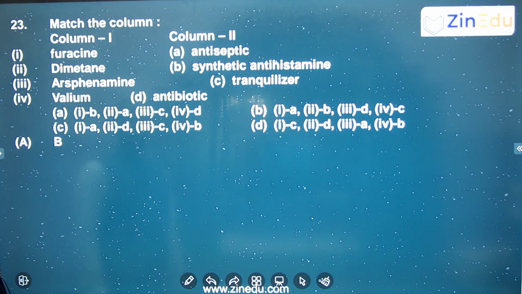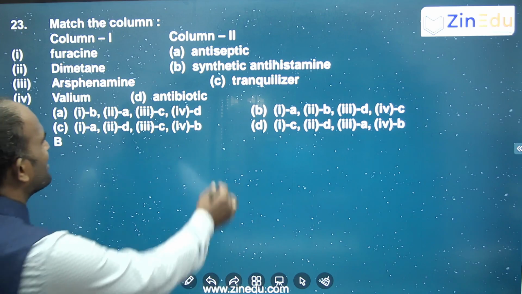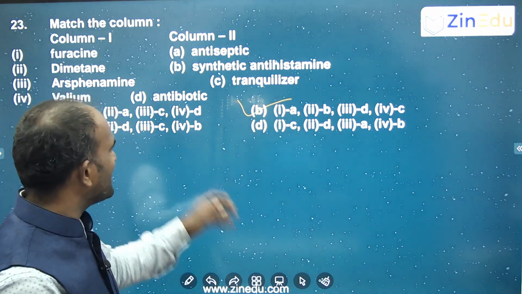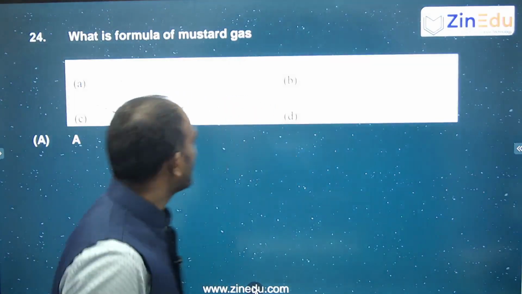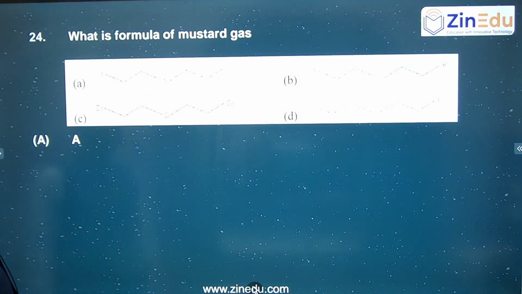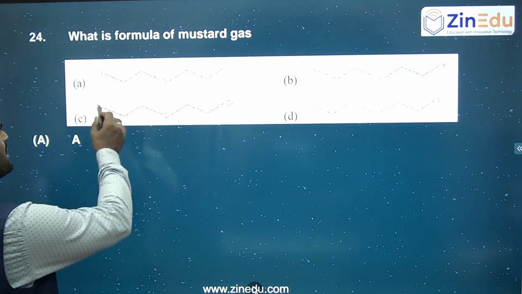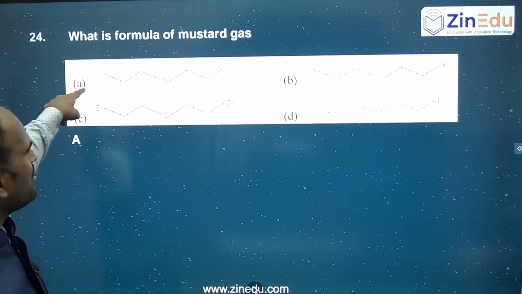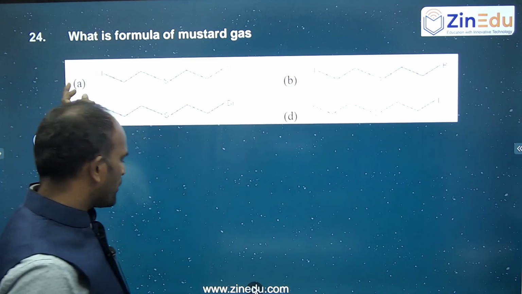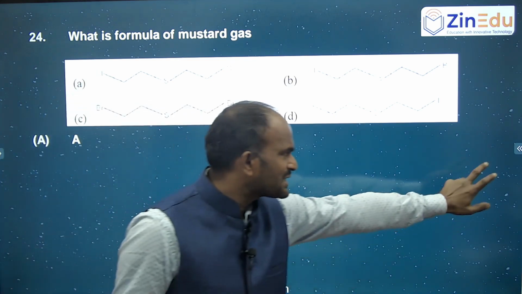Match the column. Anyway, this is quite theory, NCERT. So you just see this once. What is the formula of mustard gas? Nothing but chloride substituted. Yes, option A. This is also absolutely theory based. Option A here. Nothing to discuss here.